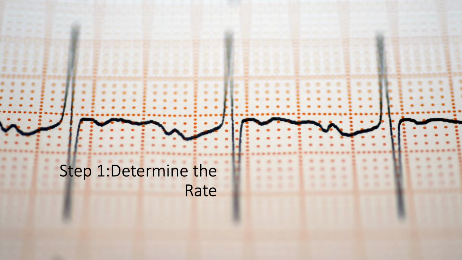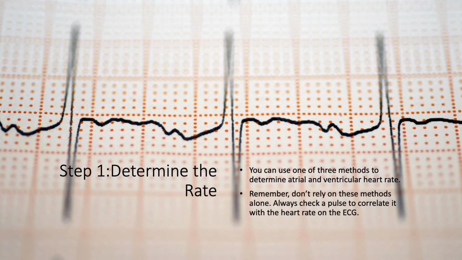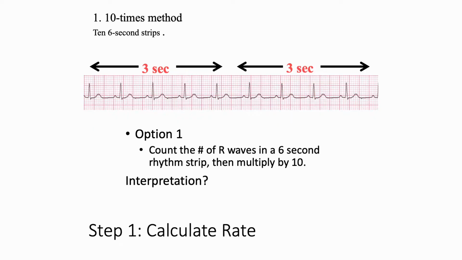First of all, you should calculate the rate of the ECG. For the determination of the rate, we have three methods. Number one, we label as the 10 time method. For the 10 time method, you need a 6-second strip, and when you have the 6-second strip, count the R waves in the 6 seconds.